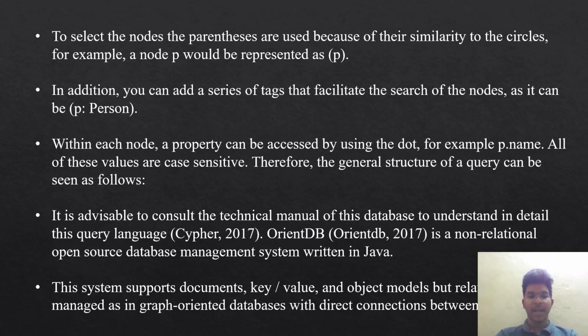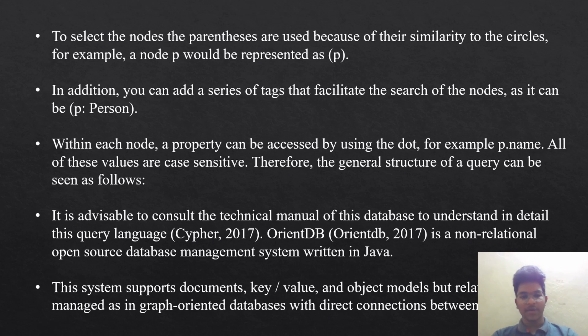In addition, you can add a series of labels that facilitate the search of nodes, as well as properties within each node. A property can be accessed by using the dot, for example p.name. All of these values are case sensitive. Therefore, the general structure of a query can be seen as follows. It is advisable to consult the technical manual of the database to understand it in detail. This is the query language, Cypher, and now the graph database OrientDB.